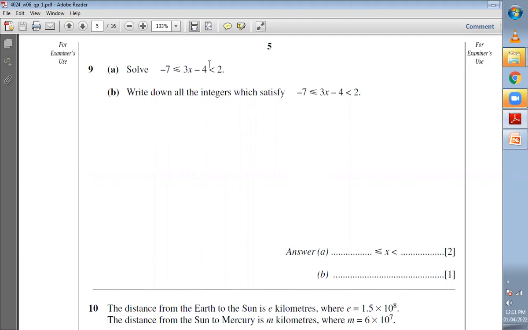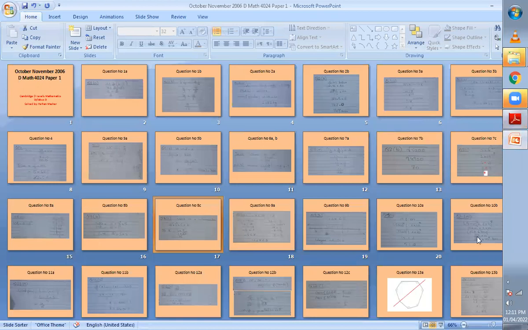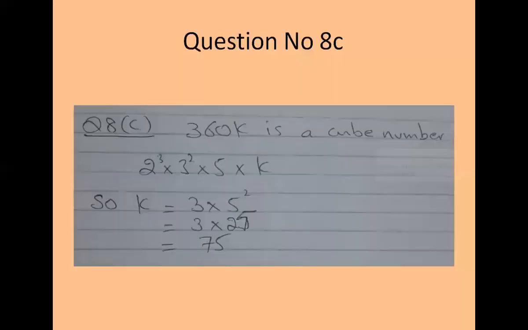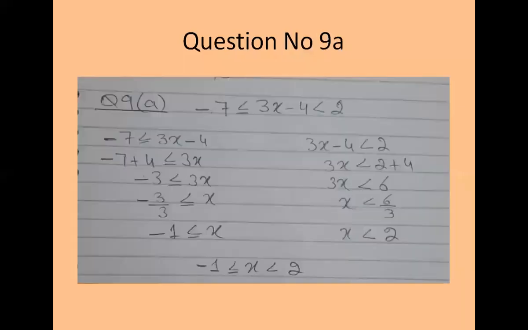This inequality has 2 parts. First of all, I will solve one part, and then I will solve the other part. Okay, so let me show you how I have solved it. So first of all, I will take this part, -7 less than or equal to 3x minus 4. Take this -4 to the other side, it will become +4, and -7 plus 4 is -3.